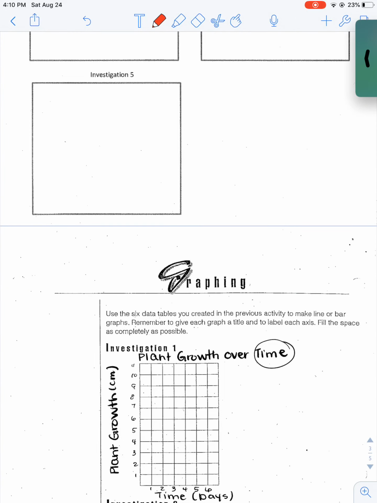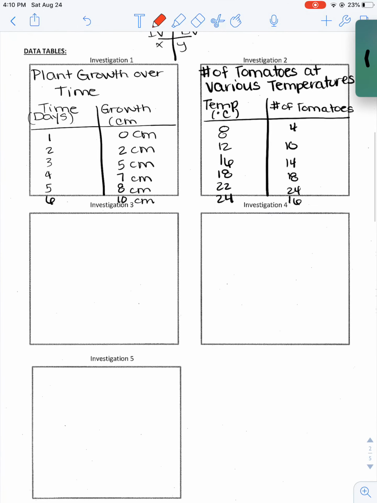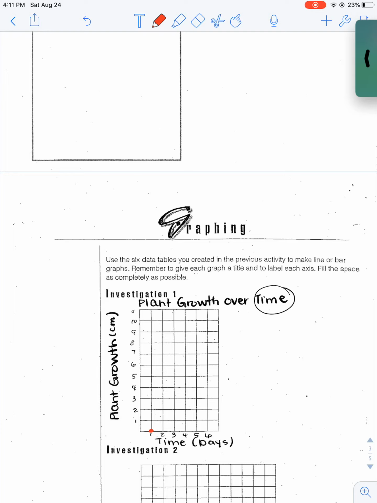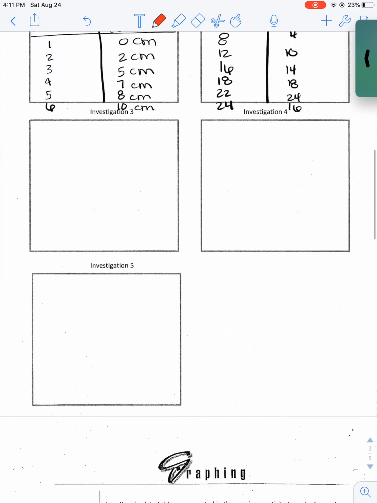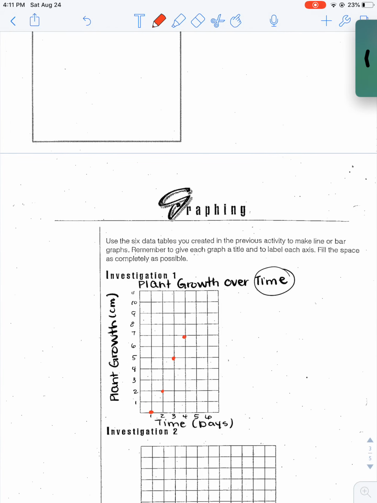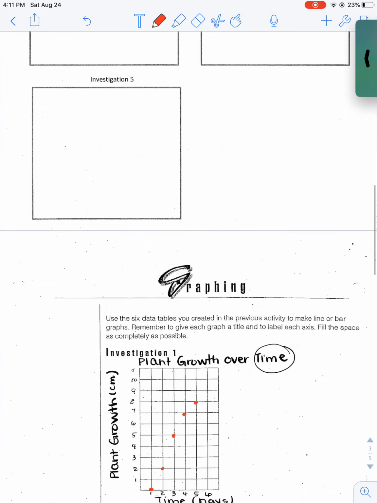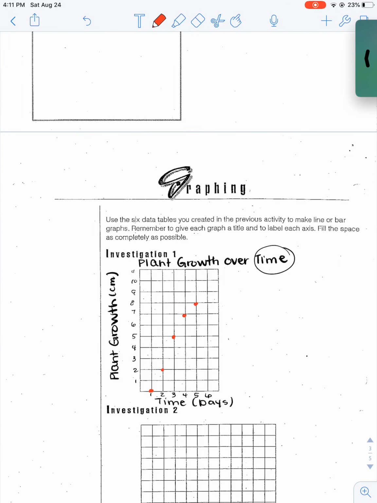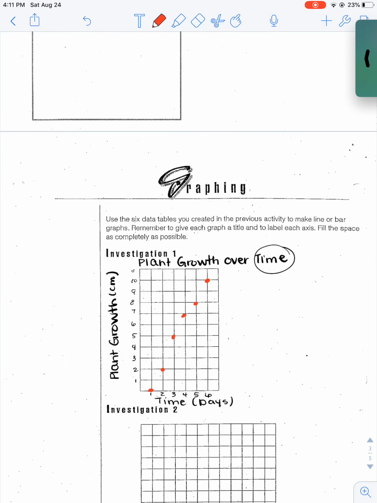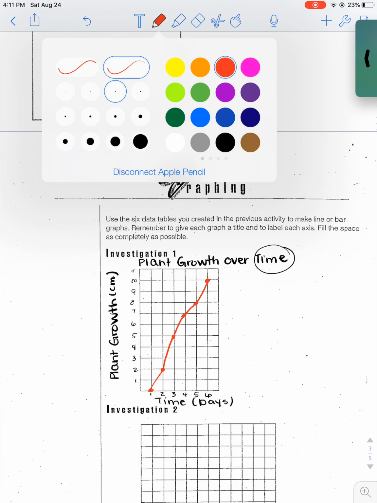So we have 0, 2, 2, 3, 5, 4, 7, 5, 8, and 6, 10. Okay, am I done? Your answer should be no. This is not a line graph. It is not a line graph until I connect my points and make a line. Now we're done. Okay, let's move on to investigation 2 as another sample.